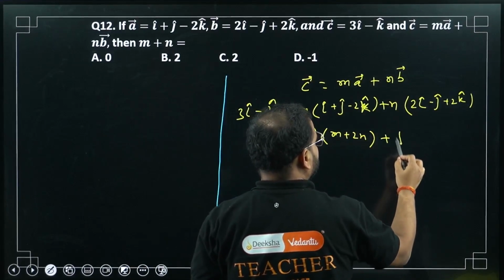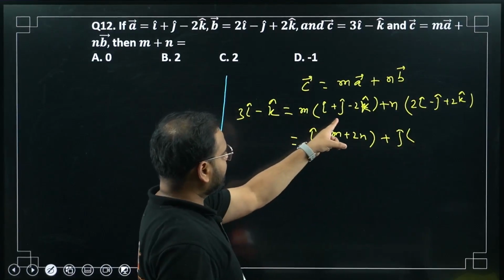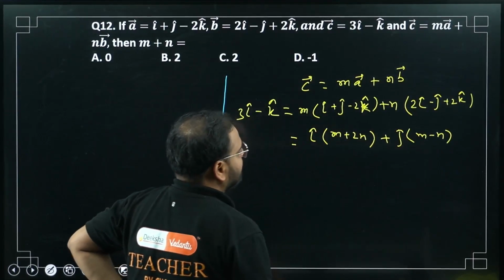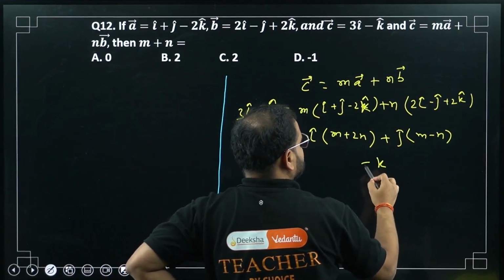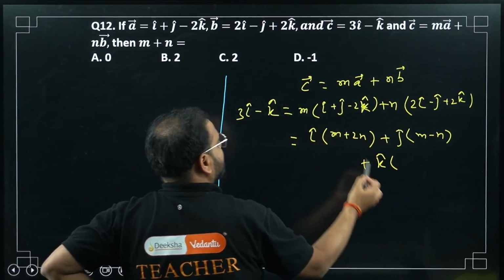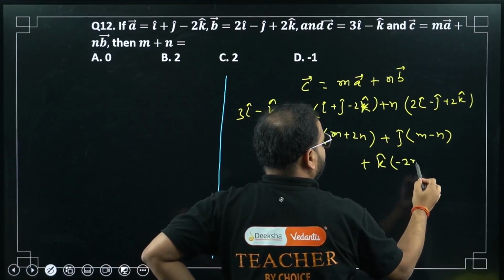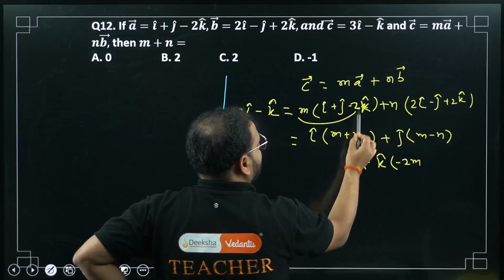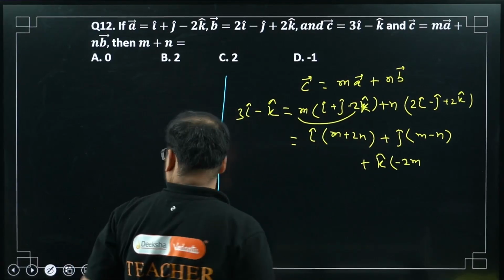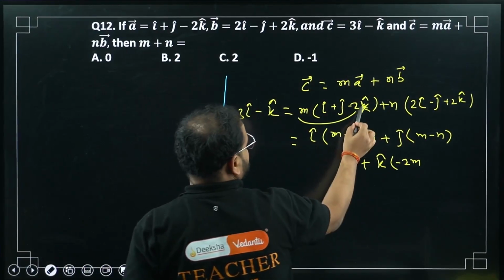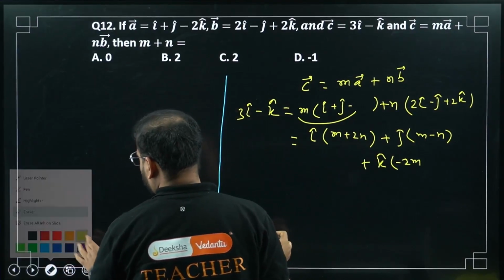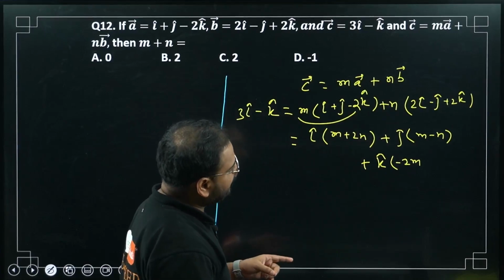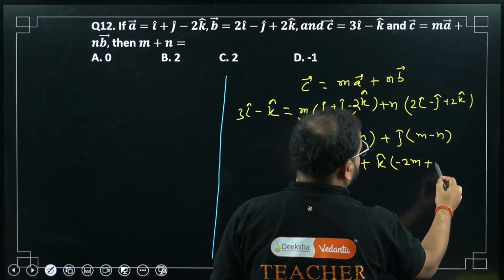Now I'm going to do it for j cap. What is it? M over here and minus n over there. M minus n. Now for k cap, I'll have minus 2m on this side. Please check. Minus 2m. So it's minus 2k cap, so minus 2m over there, and for this I get plus 2n.